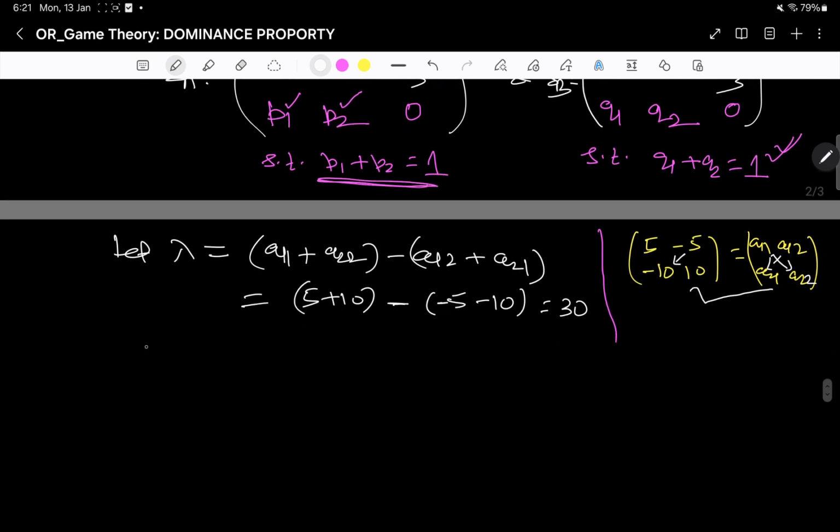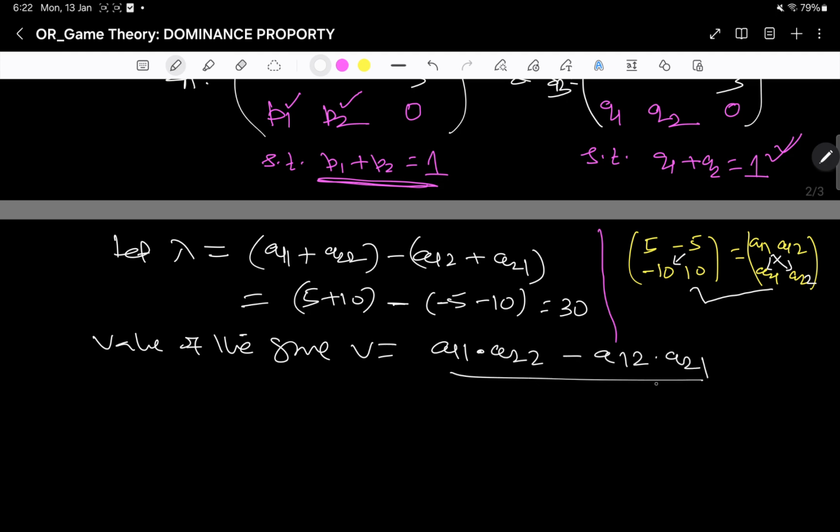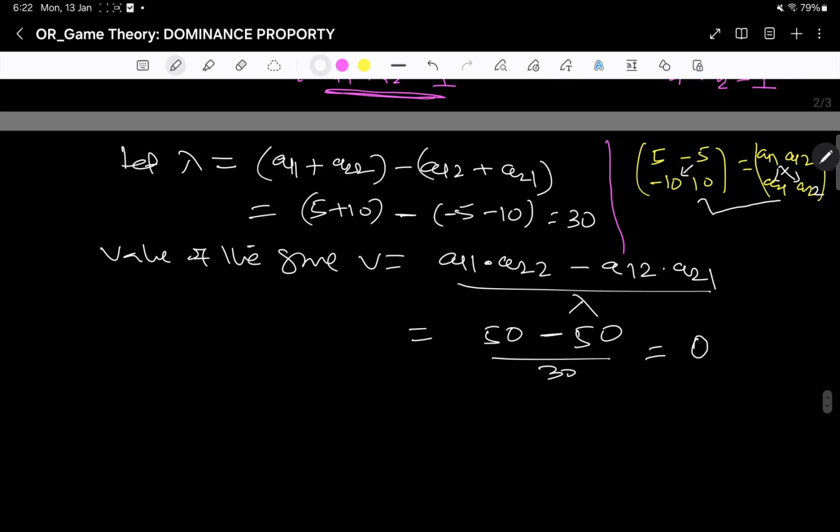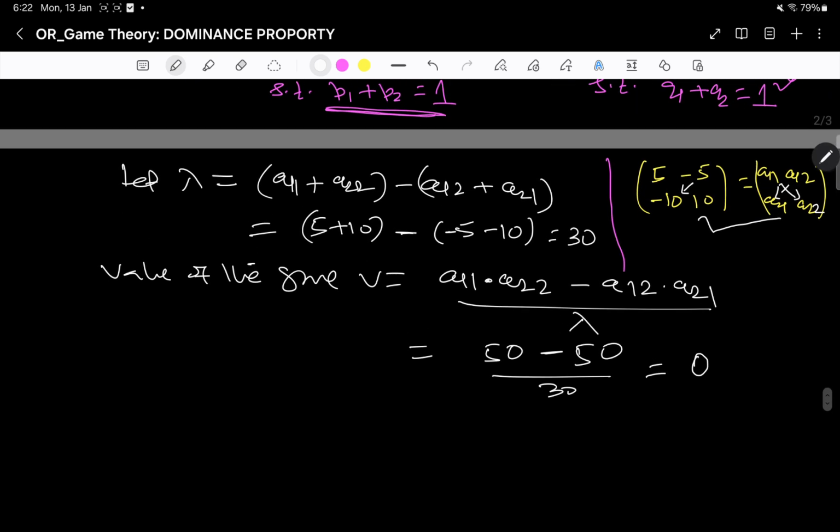So what is my value of the game? Value of the game V is equal to A11 into A22 minus A12 into A21 divided by lambda. Just you multiply it. 5 into 10, 50, minus, it is here minus 50, divided by 30. So value of the game here is 0. Okay. So value of the game is 0 means it is a zero sum game. Already 2 persons are there.